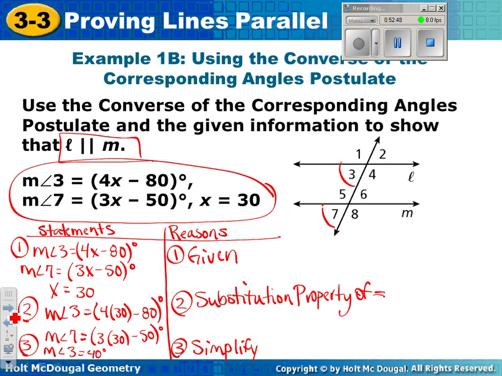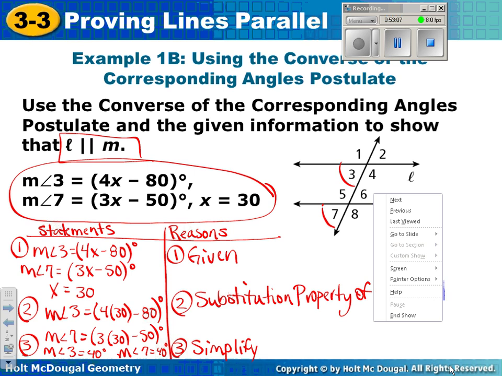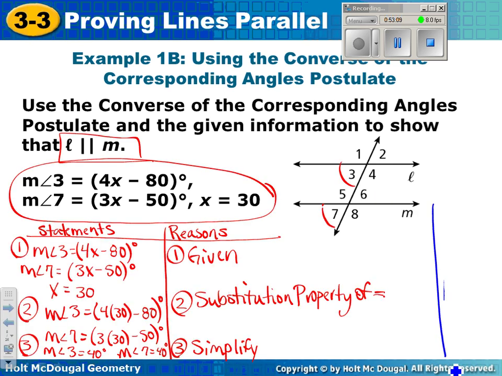Also, we're simplifying angle 7. So what's 3 times 30, minus 50? So measure of angle 7 is equal to 40. Everybody with me so far? Okay. So we still don't have that the lines are parallel. That's our goal. So I'm going to come over here and keep working. So step number 4. We now have that they each equal 40. What could we do next to try to get closer to the fact that they're going to eventually be congruent?